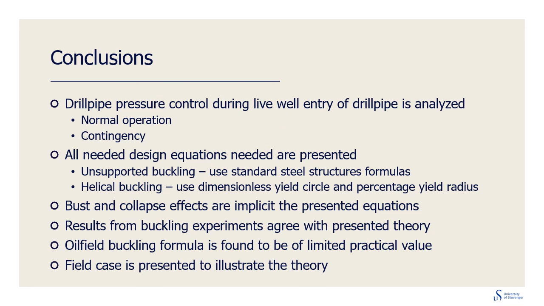We have analyzed drill pipe pressure control for both normal operation and contingency case when snubbing drill pipe at maximum compression during live well entry. All needed design equations have been presented for both unsupported buckling and helical buckling. For unsupported buckling of drill pipe, the use of standard steel structures buckling formulas is recommended. An alternate definition of slenderness ratio introduced to the oil field in 1988 and later adopted by the snubbing industry is not recommended.